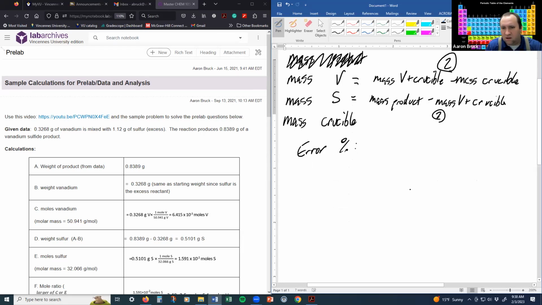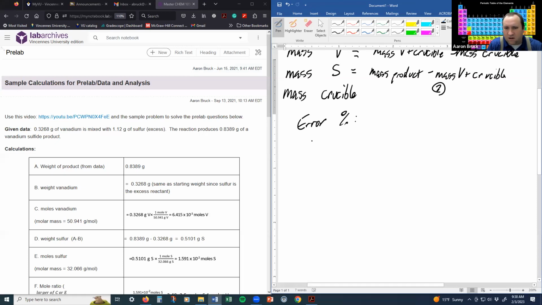now I can start to look at the error associated with the mass of the vanadium. I did two readings, so that would be 0.0002 grams. Each one would have had a tolerance of 0.0001. Since there were two of them, 0.0002. And I would divide that by the actual mass of the vanadium, which is 0.3268 grams.